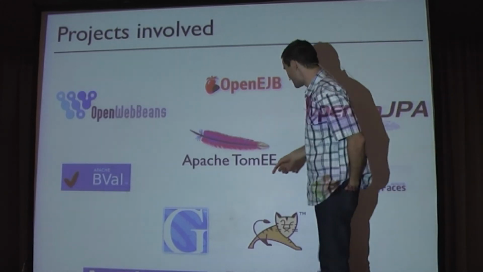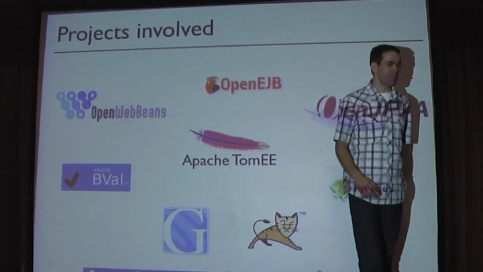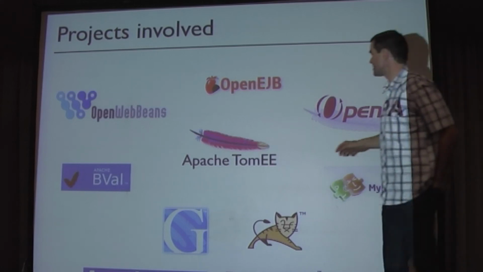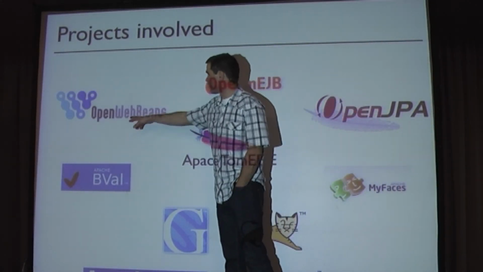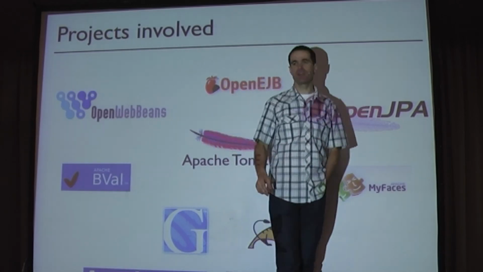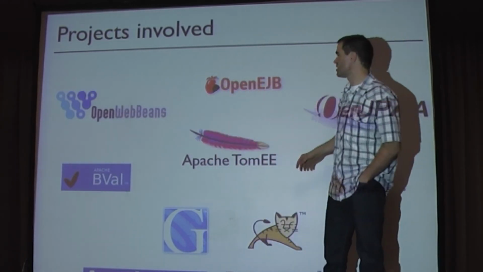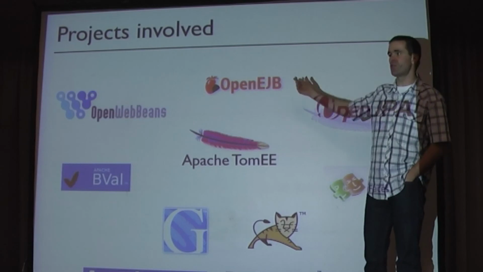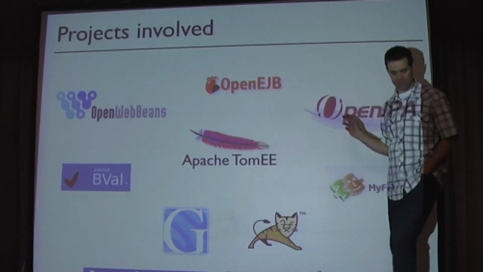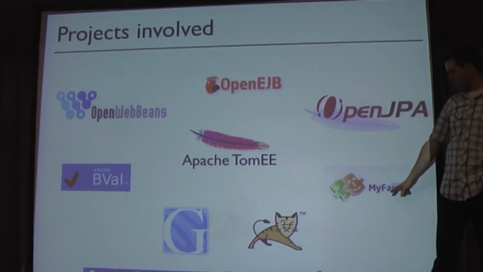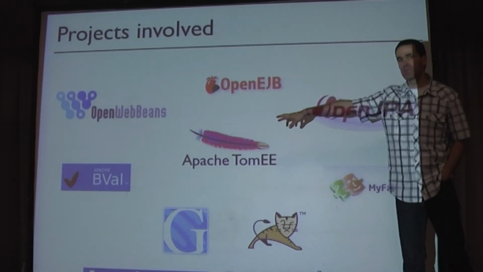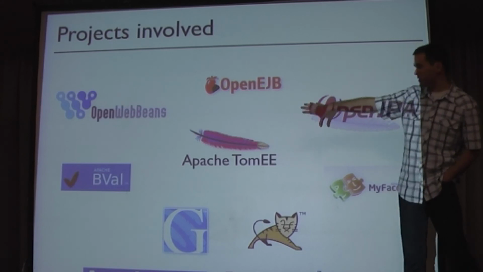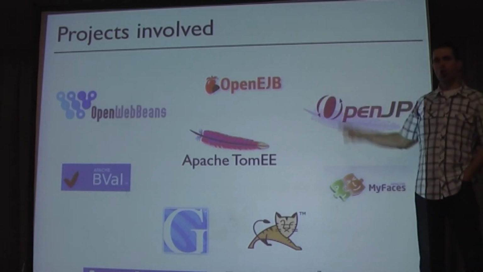Okay. So Apache TomEE is just a bundle comprised of OpenWebBeans for CDI, which is just an Apache CDI implementation, OpenEJB for EJBs, OpenJPA for JPA, MyFaces for JavaServer Faces, plus BVal for bean validation. And that's it for the basic TomEE release.